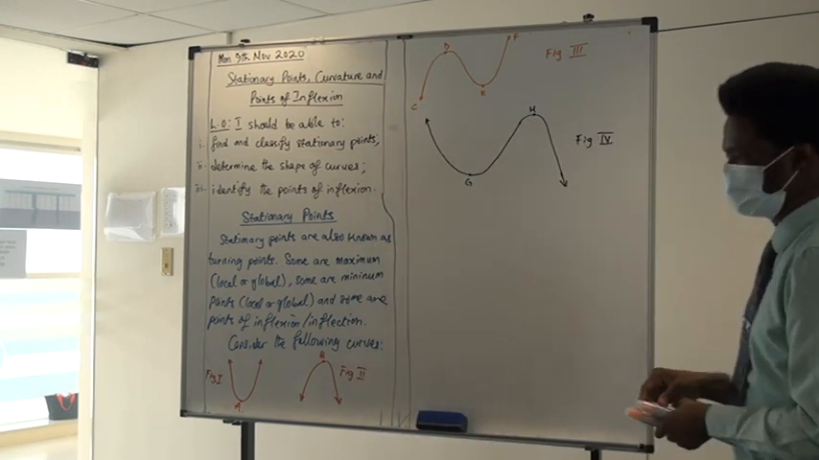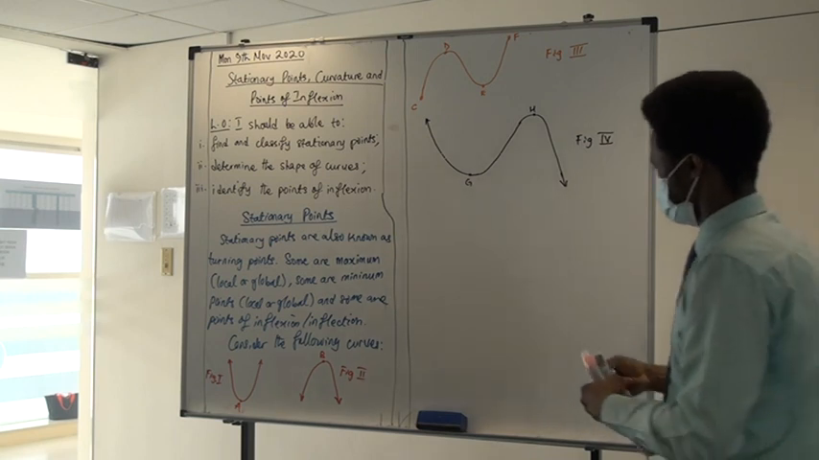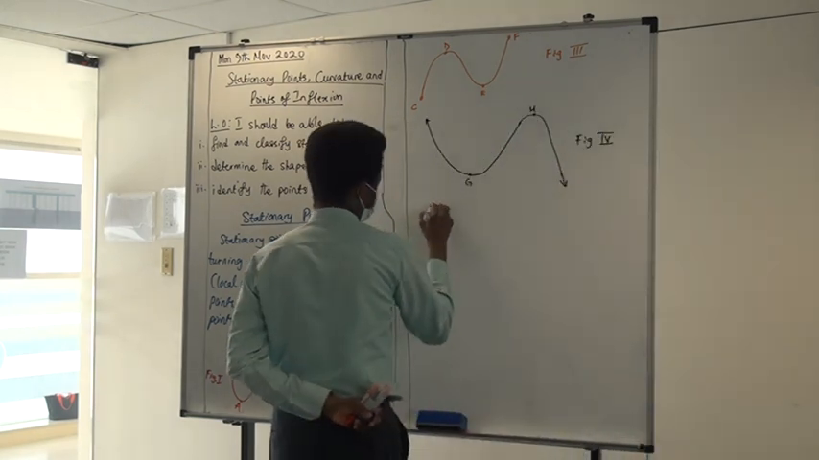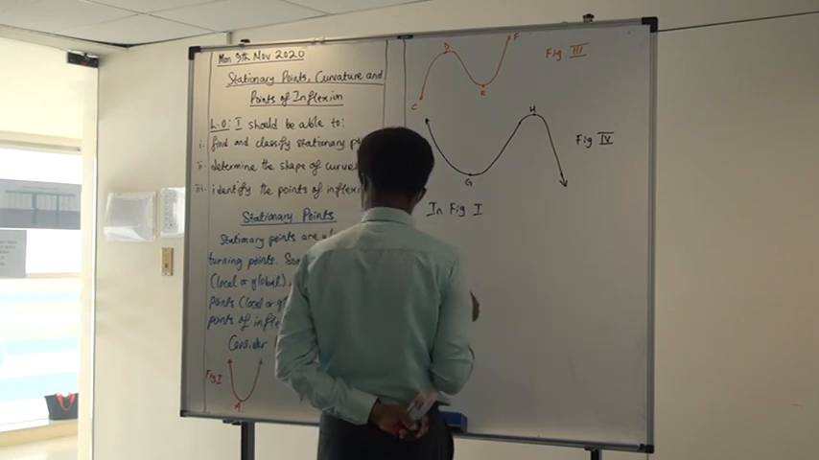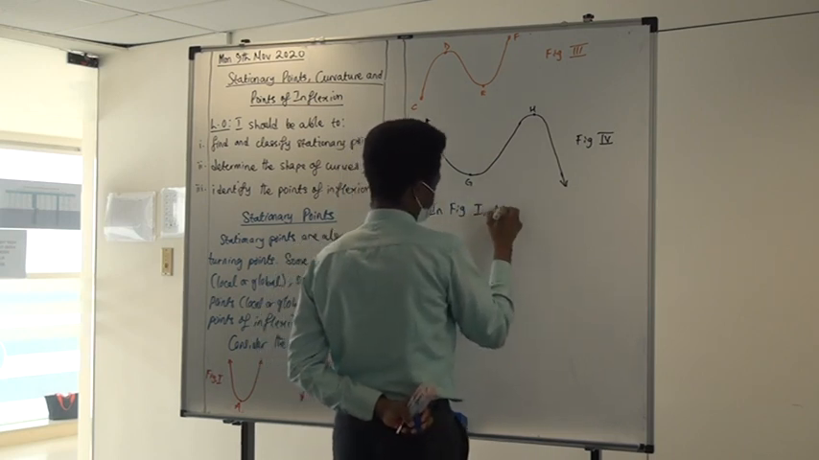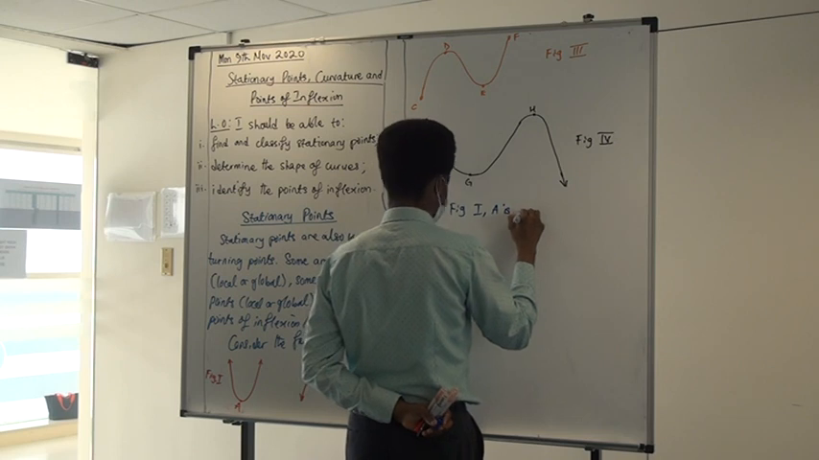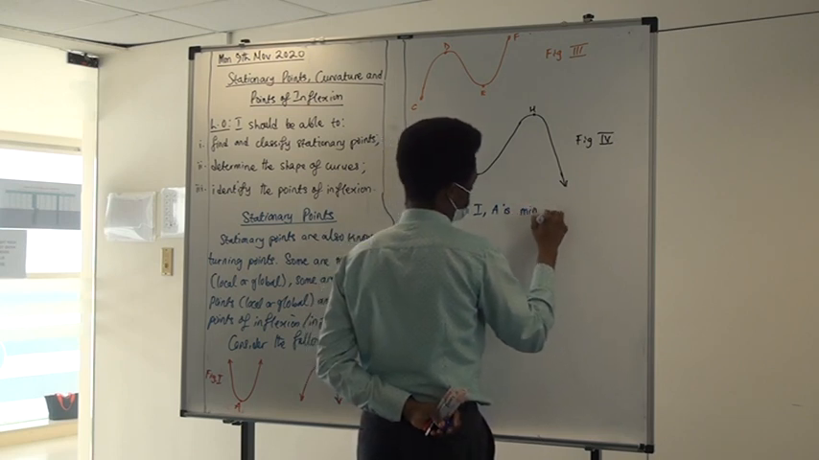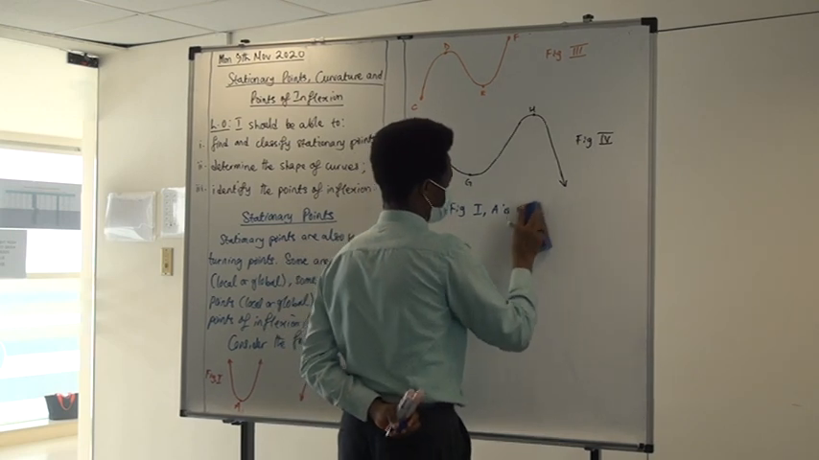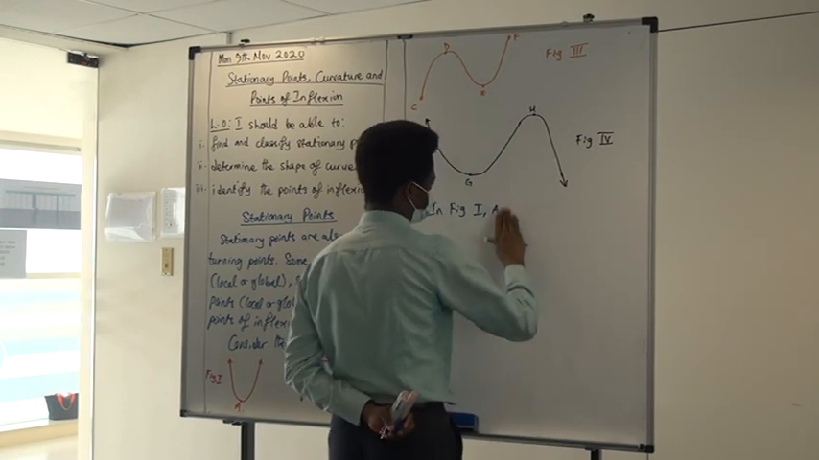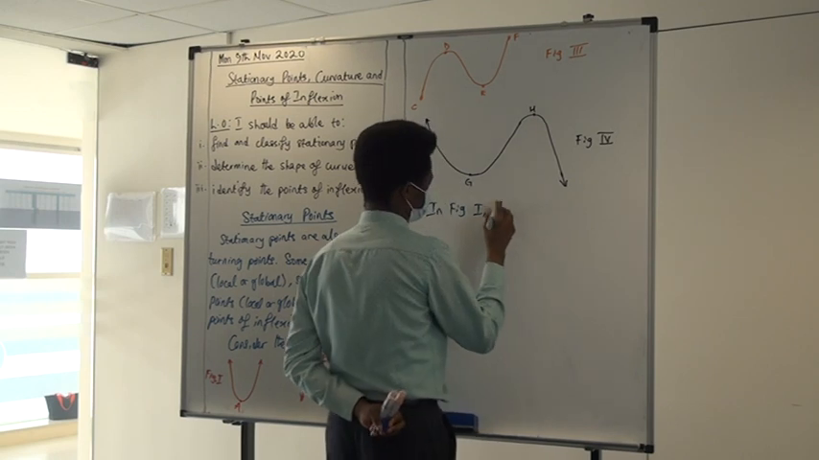Then I'll put a short note. In figure 1, A is the minimum point. You can say local minimum. So I'll put the word local in brackets because we can say it without it.